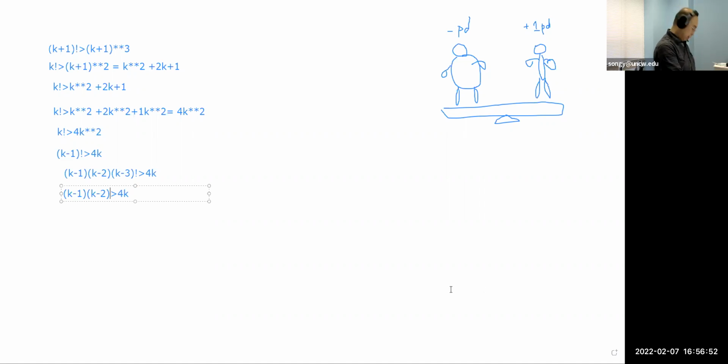Okay, and how do I do this? What I want to do is break those into several terms. On the left side, I'm going to have k^2 minus 3k plus 2 is greater than 4k.